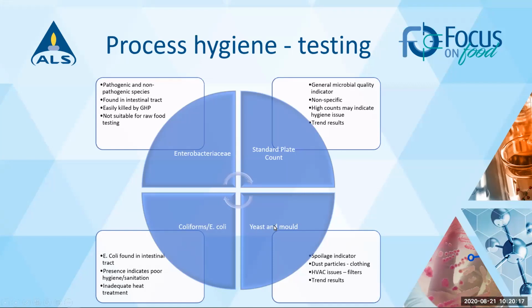Testing for yeast and molds will provide information on the ingress of spoilage organisms into the facility and the degree to which they've invaded the final product. As yeast and molds grow much more slowly than bacteria, their presence in high numbers will indicate an issue post-kill step probably. For example, contaminated HVAC system, dust particles on the clothing or hands of workers.